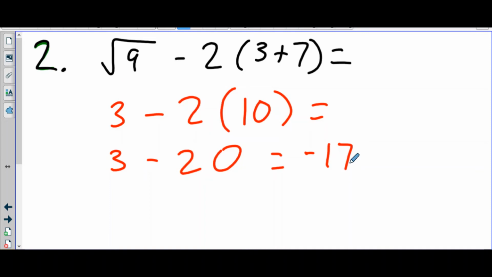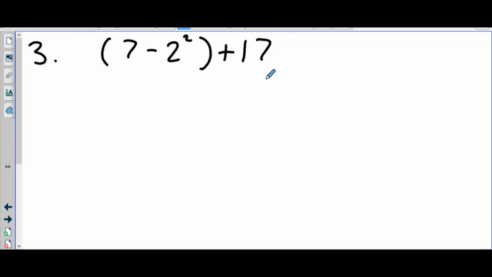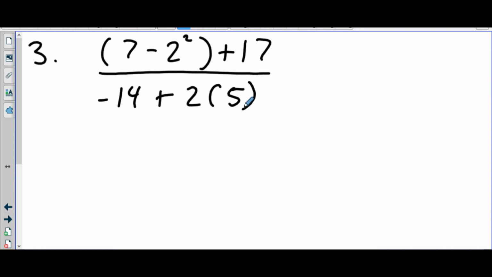Okay, let's move on to question 3. Question 3 is a little bit more complicated. I'm going to go ahead and write that down. I've got a parenthesis, 7 minus 2 squared plus 17, all divided by a negative 14 plus 2 times 5.